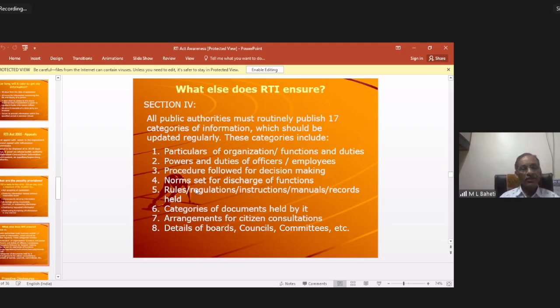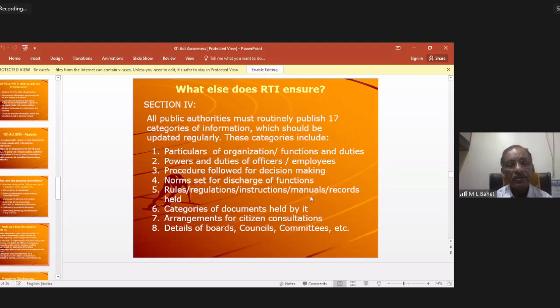That norm should be: if the work has to go through three various officers, then the time required at each stage of work has to be specifically defined and put in a citizen charter like that. And that has to be compiled in hard copy as well as kept on the website of that organization. Then rules, regulation, instruction, manual, record held by the organization. The organization has to give detailed printouts of rules, regulations, instructions, and various types of manuals held by the organization and records kept. Why is this important? Because if this is not defined and not open to the public for disclosure, then there are chances of delay in all types of work.